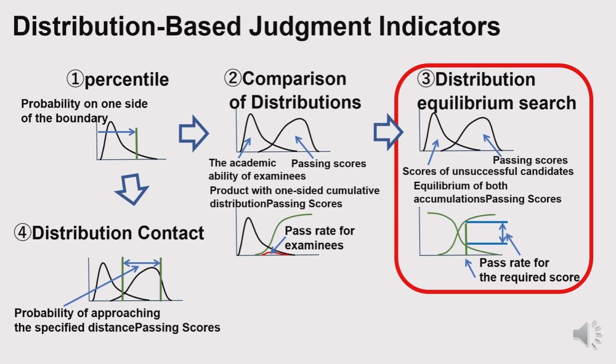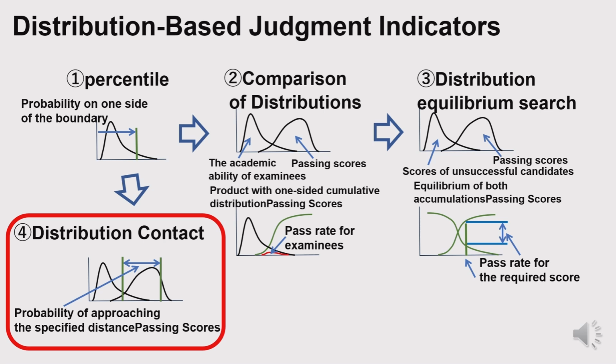Further, if you treat these distributions as physical quantities instead of probabilities, you can search for equilibrium points of opposing quantities. For example, in economics, you can find the precise equilibrium of supply and demand. For more details, see the separate video on supply-demand balance design.